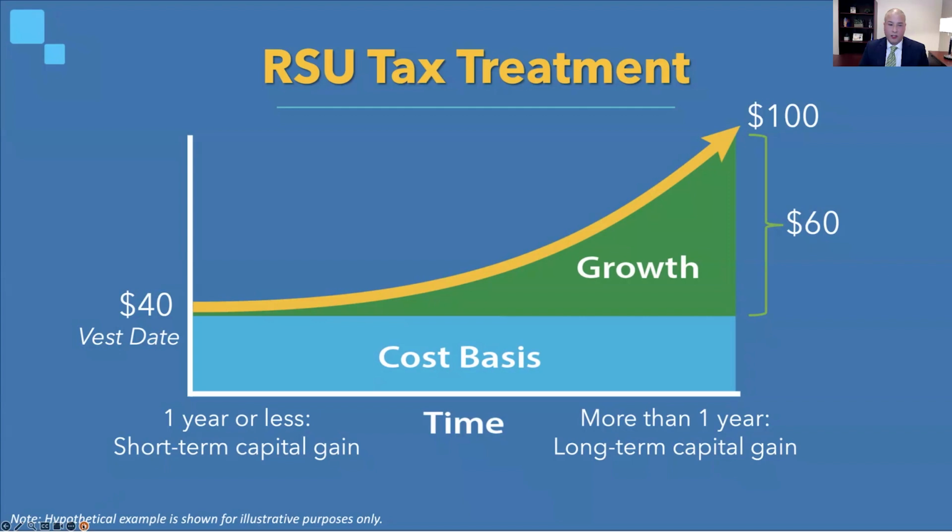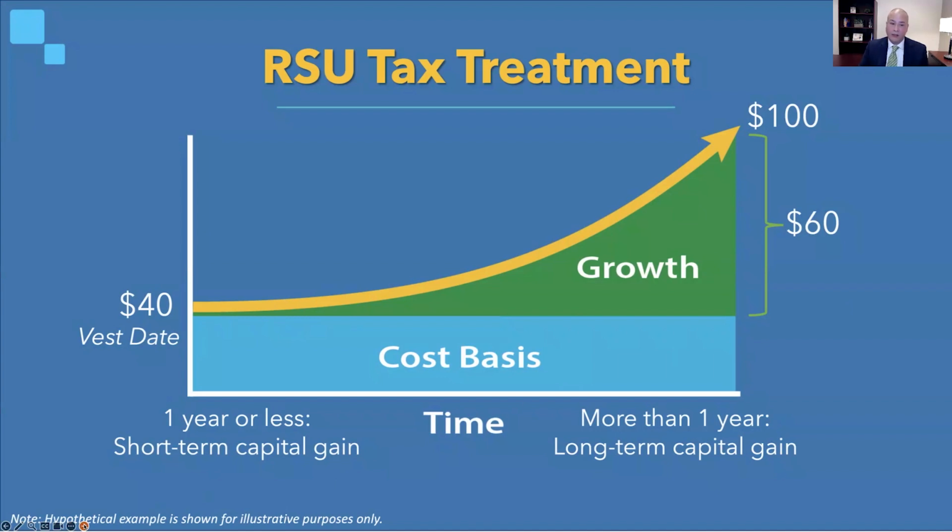That $40 per share stock price will be used in calculating the gain or loss on the shares at the time you sell them. So if the stock price in this example goes to $100 per share, when you decide to sell, you'll be responsible for paying taxes on the $60 per share gain. The amount of taxes you owe on that $60 depends on how long you held the shares before you sold them. If you sold the shares a year or less after the vest date, you'll be responsible for ordinary income taxes on that gain.